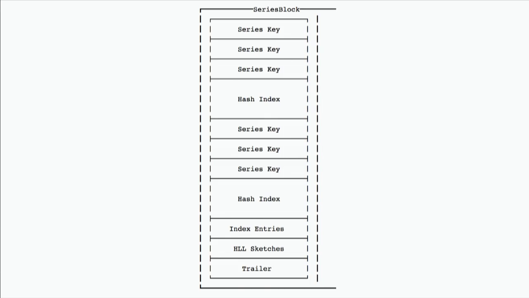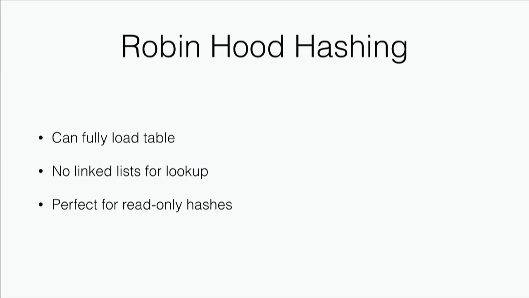So if we have a situation where we have 500 million time series on a single database, we don't want to read all 500 million keys into memory, otherwise it's going to be a pig. So we need to be able to stream that out as we're reading it. And then the index entries. So looking at a couple of these pieces in a bit more detail. The hash index I think is actually pretty interesting. I had not actually heard of this technique up until last fall, but it's a fairly old technique. It's called Robin Hood hashing.